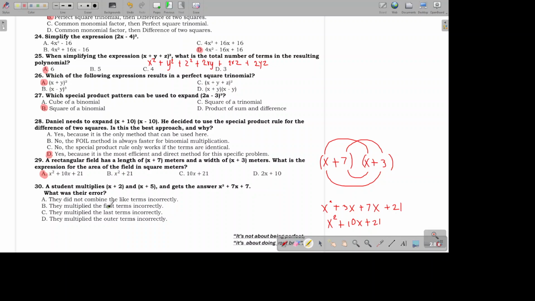Let's have number 30. A student multiplies (x + 2) and (x + 5) and gets the answer x squared plus 7x plus 7. What was their error? Multiplying x and x is x squared, that checks out. x times 5 is 5x. 2 times x is 2x, and 5x plus 2x is 7x, so the outer and inner terms check out. 2 times 5 is 10, but this says 7, so the error lies in the multiplication of the last terms. So the answer is letter C. They multiplied the last terms incorrectly.